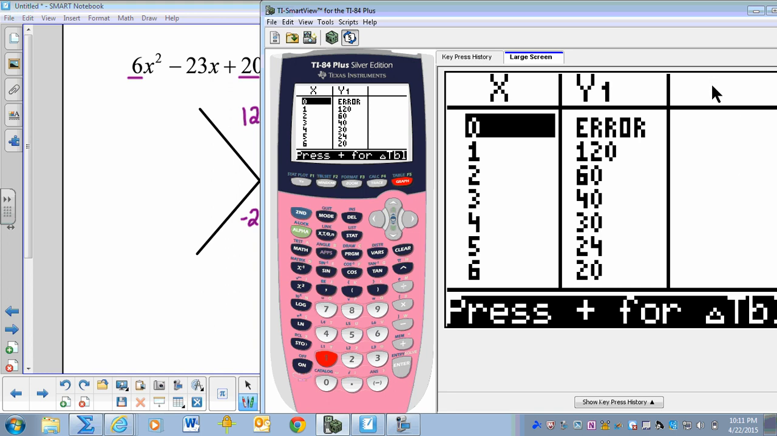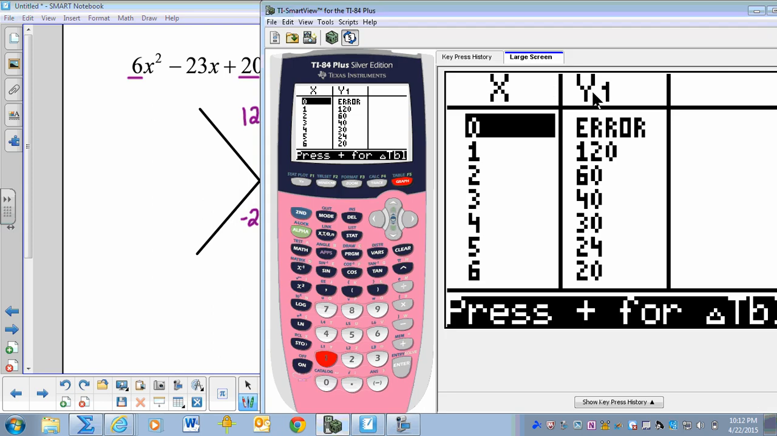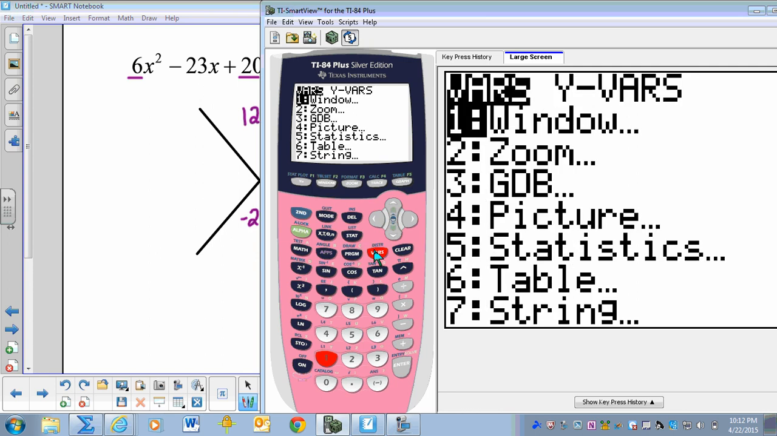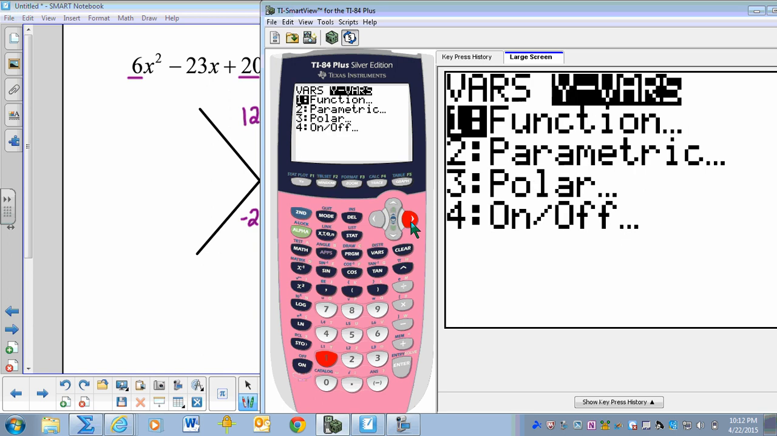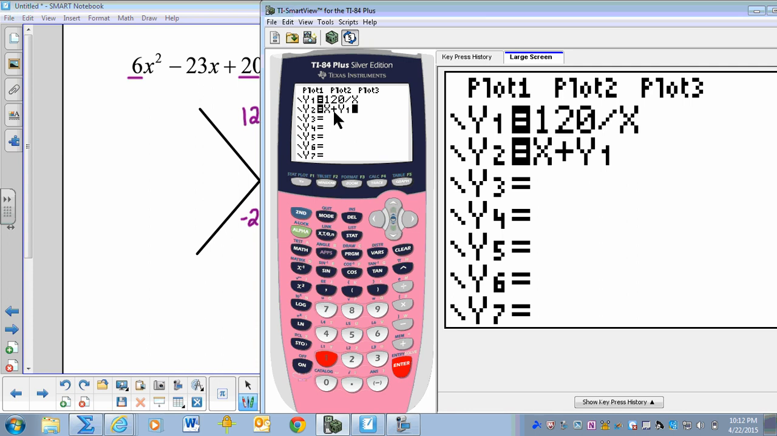Right over here, I'm going to write a rule for y2. I'm going to go to y2 and say, take x plus y1 and have it equal to y2. So y equals, go down to y2, say x plus y1. Go up to vars, right arrow to y vars, enter for function, and enter for y1. So now we have x plus y1 in that.